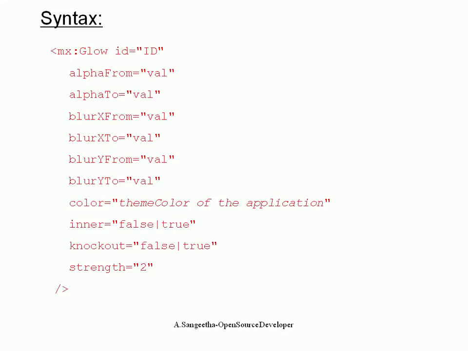Inner: we can specify false or true. Knockout: we can give a false or true value. Strength equal to 2. Now we can see the example for this glow effect.